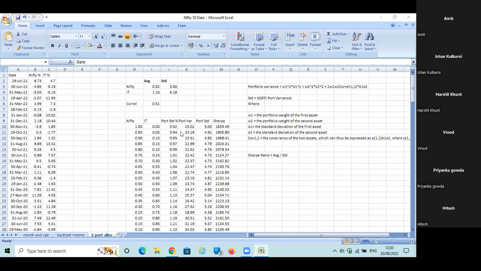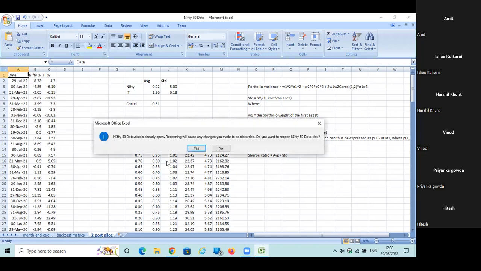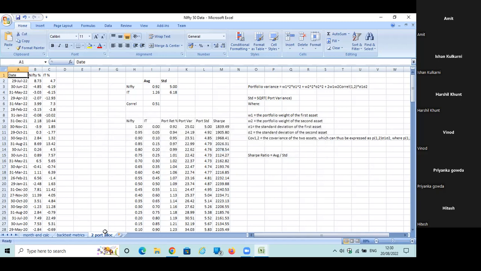What we need to do is just copy that two port allocation to another sheet. Just make a copy on the down. Right click, move or copy.